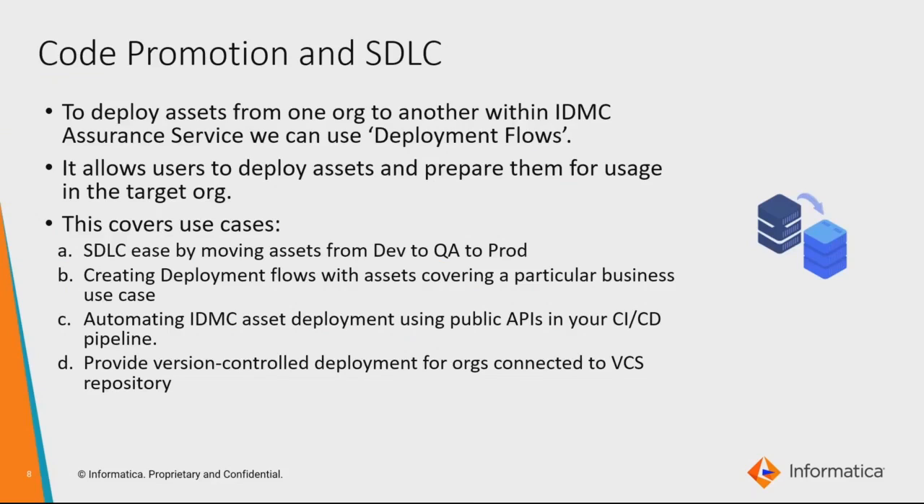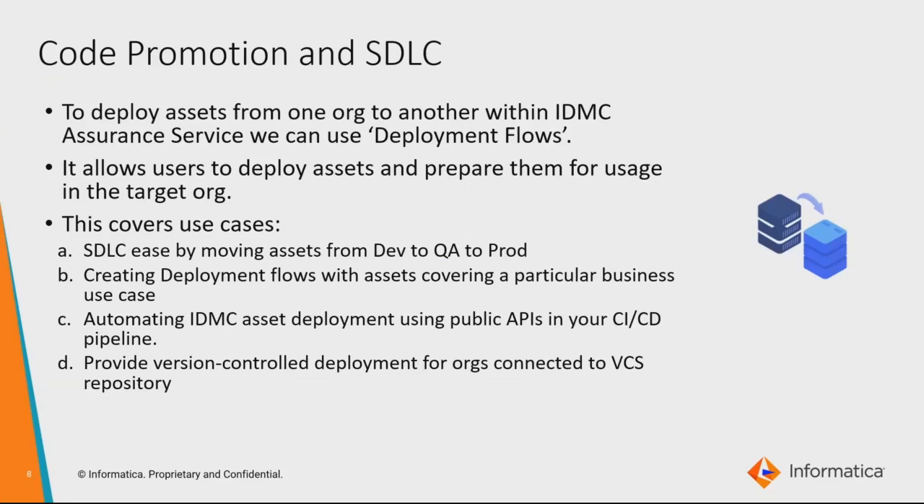This is where deployment flows from Assurance service comes in handy. It helps us deploy assets and integrate them to the target org much more easily in one quick flow. So this covers multiple use cases. One use case was the one we saw of moving assets from production to pre-release during upgrade times.